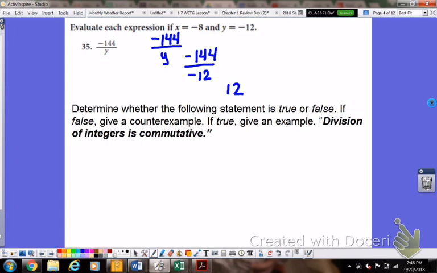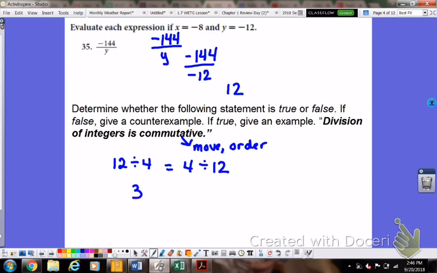All right, our statement is, division of integers is commutative. Well, we know from last chapter, commutative meant that they could move, or we're talking about the order. So division of integers is commutative. Now we can pick any integers. So let's say we're doing 12 divided by 4. We know that we can do that. We want to decide, is this equal to 4 divided by 12? Well, 12 divided by 4 is 3.